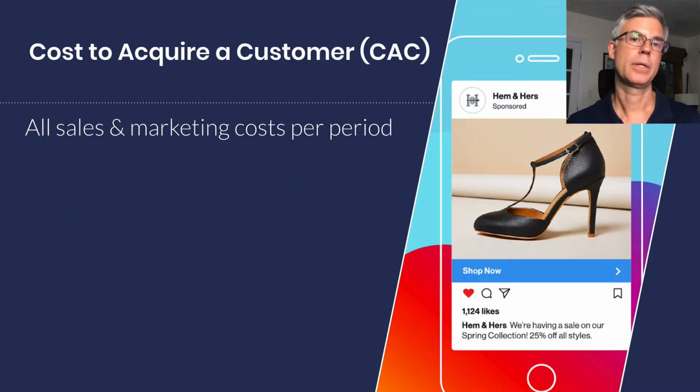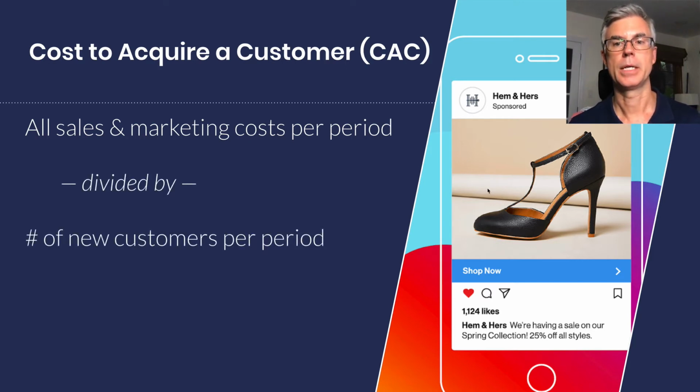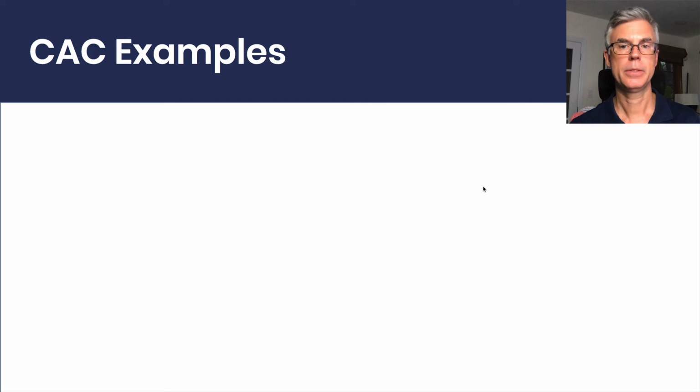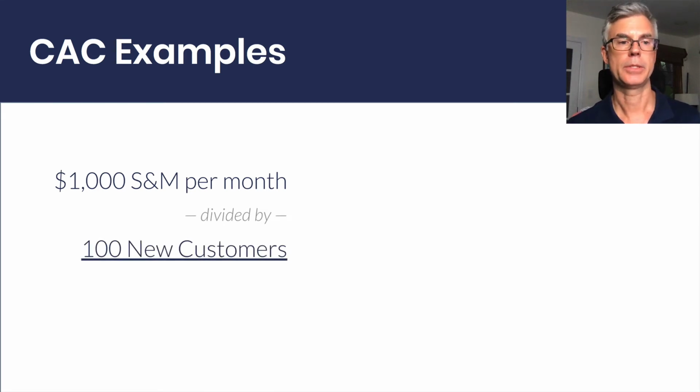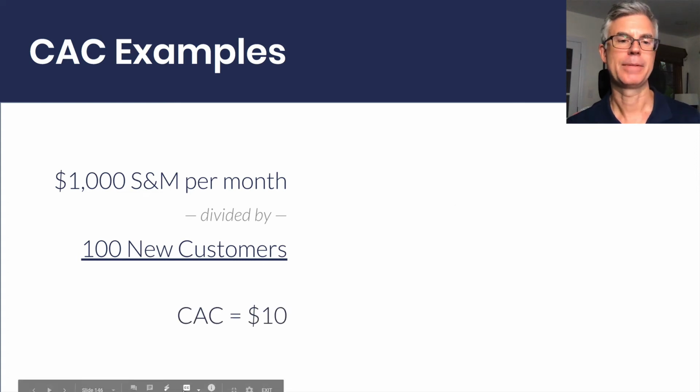So let's now look at the cost to acquire a customer. In this case, we're talking about all the sales and marketing costs per period divided by the number of new customers we acquire in that period. That's kind of a global view that allows me to look at all of my sales and marketing spend. So let's say I'm spending $1,000 on sales and marketing per month, and that's delivering 100 new customers. So do the math quickly in your head. That is a customer acquisition cost of $10 per customer, right?